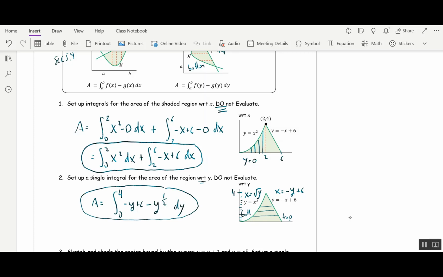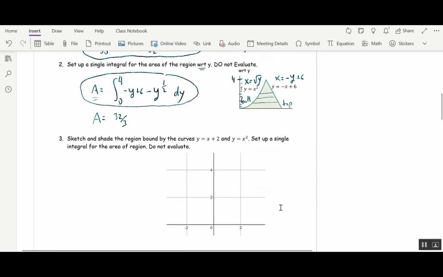Now I encourage you at home to verify that the area is actually 32/3. And you can do it by evaluating this integral, or both of these and adding the two numbers. You should get 32/3 in each case.